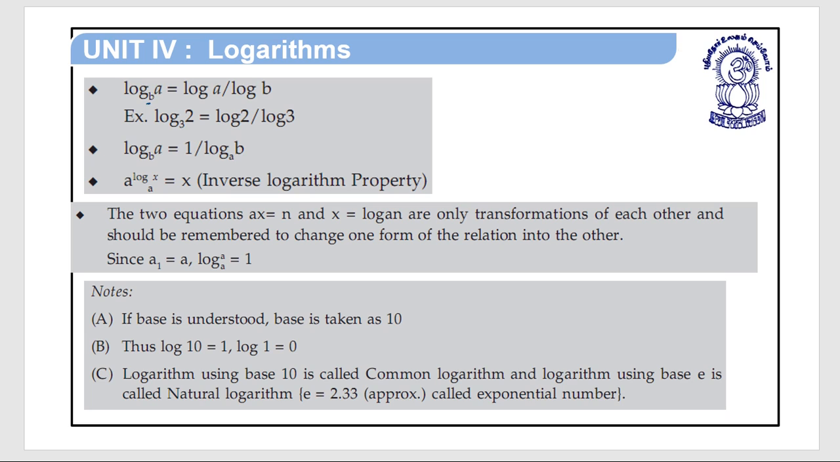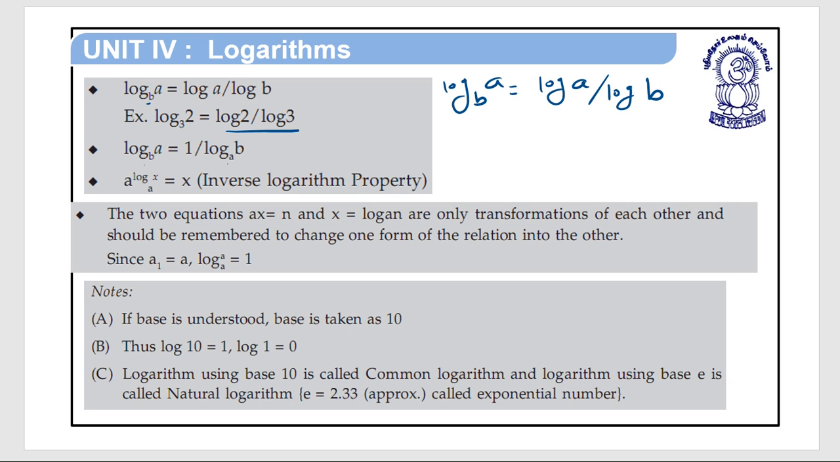Log a base b is equal to log a upon log b. So log 2 base 3 is equal to log 2 by log 3. Log a base b is equal to 1 upon log b to the base a.